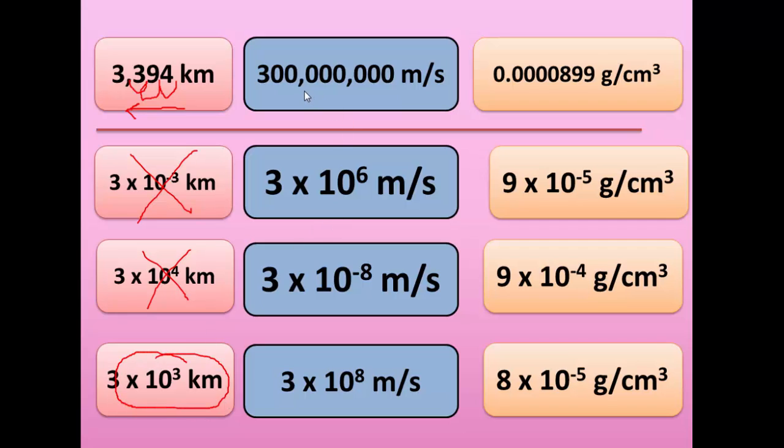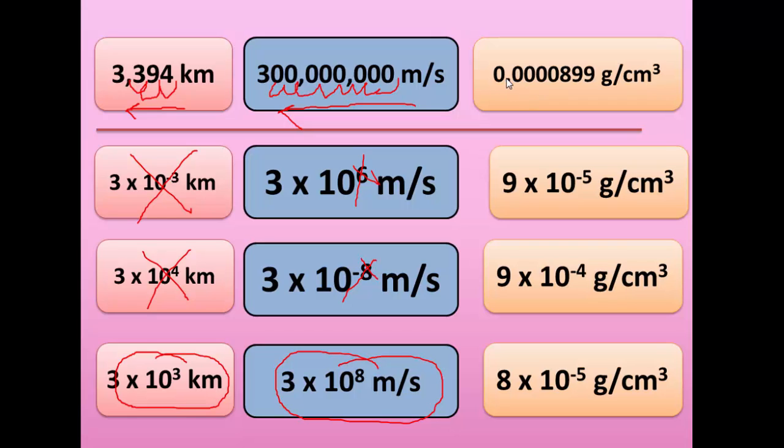So 300 million meters per second. We can go over 1, 2, 3, 4, 5, 6, 7, 8 times. And we move to the left, so we know it's positive. So we want to know that it's 8. We want a positive 8. Right, there's the answer.